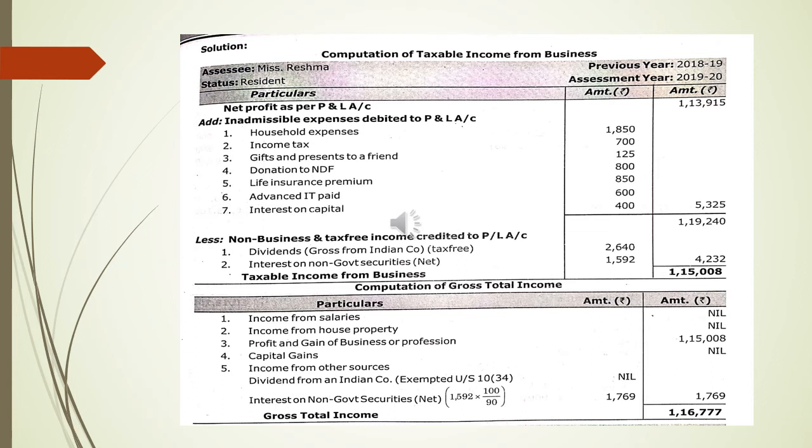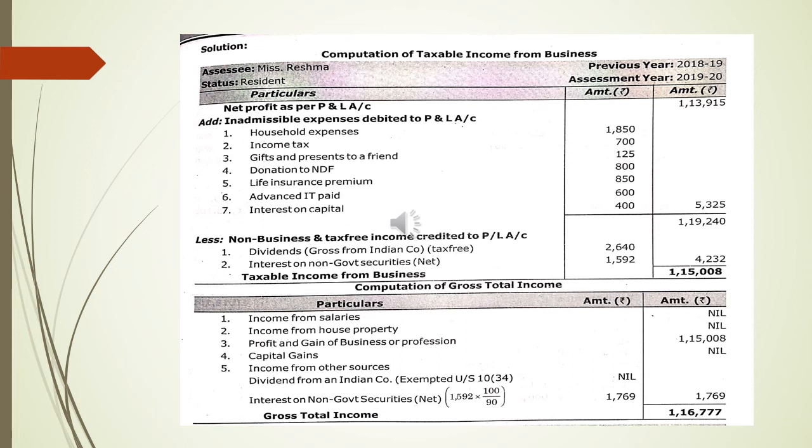Interest on capital. This is capital invested by the proprietor, so any amount withdrawn by the proprietor for him or herself will be considered inadmissible. Then audit fees relate to the business, so it is admissible expenditure. Now there are no other items to be added.